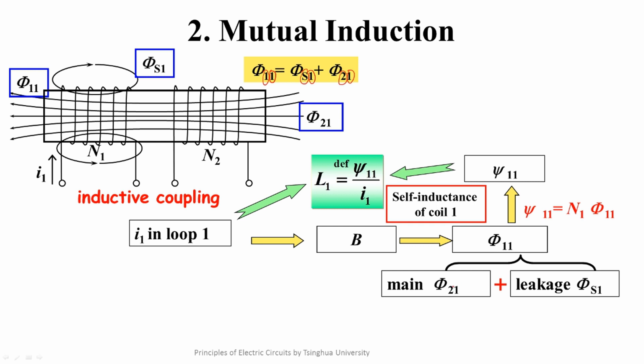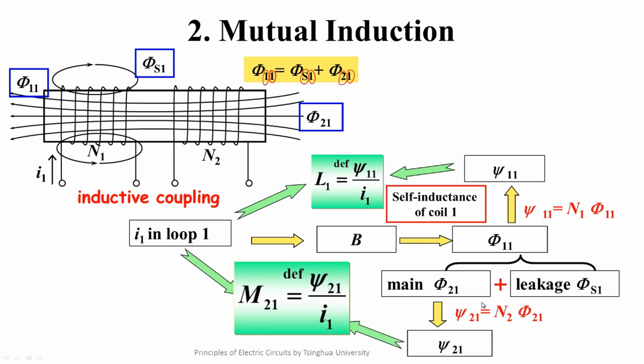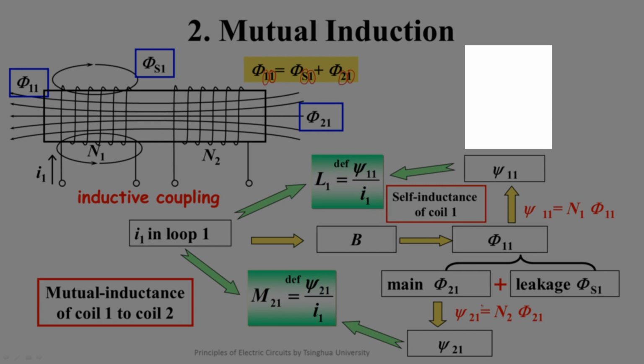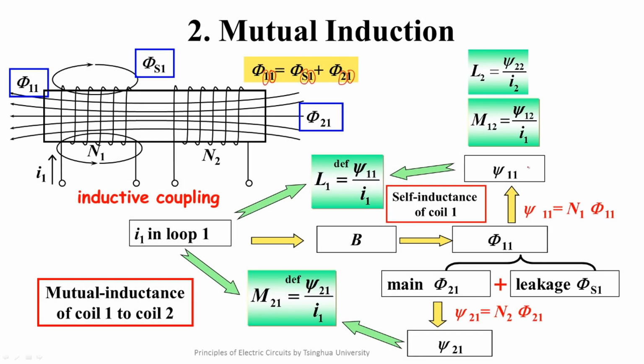Now we consider the main magnetic flux. Because of the linkage of the magnetic flux generated by coil 1 and passing through the section area of coil 2 with the N2 turns, there will be flux linkage psi21. So that means the flux linkage psi21 is generated due to I1. So here is the inductance, and we define it as a mutual inductance. That is the mutual inductance of the first coil to the second coil. Similarly, we can define the self-inductance of the second coil and the mutual inductance of the second coil to the first coil. I want to say something about self-inductance and mutual inductance.